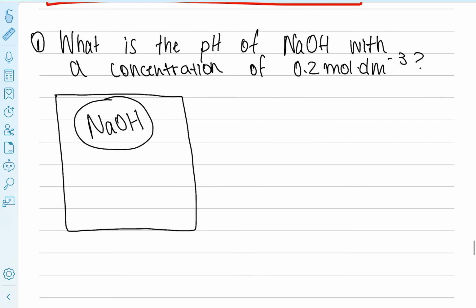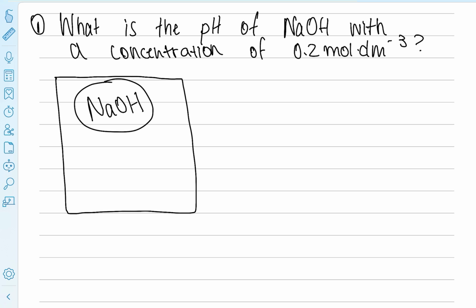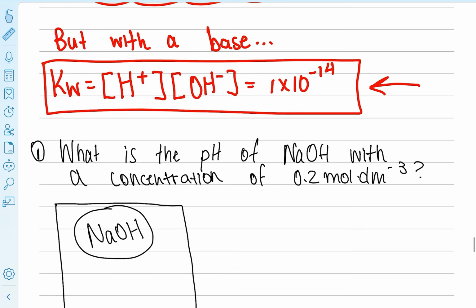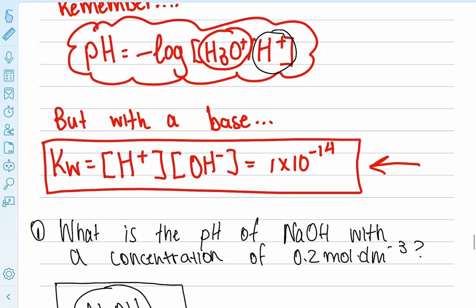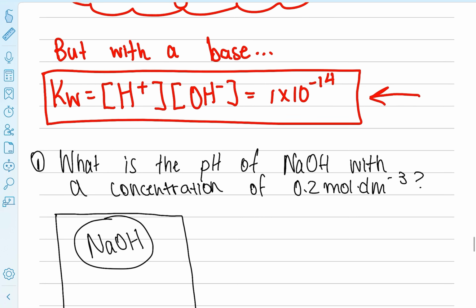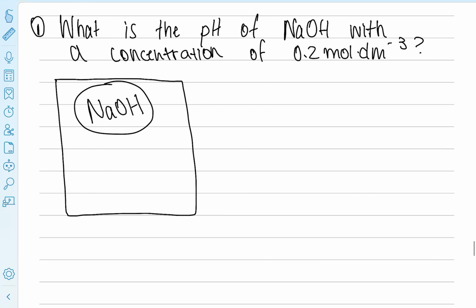Because when you look at a base, every time I've been saying for an acid, you need to look at how an acid is going to ionize. Because that acid is going to give you hydrogen ions. And that's when you then calculate the concentration of your hydrogen ions and put it into the formula. But with a base, if you look at how bases dissociate. So if you look at this sodium hydroxide, it would dissociate into sodium plus hydroxide ions, right?